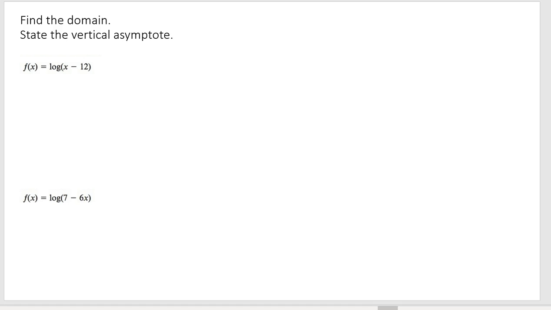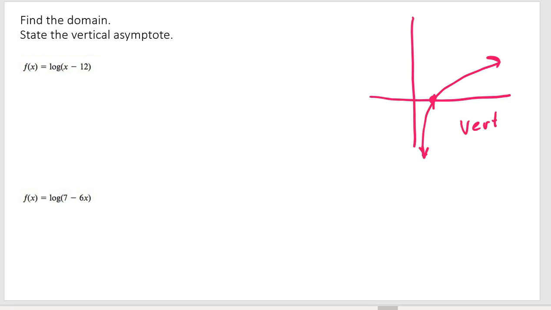The next problem asks for the domain and the vertical asymptote. So it wants to make sure that we remember what these graphs look like. So a basic log function, I always remember that the log of 1 is 0. That's the easiest one to remember. So it looks sort of like this. So you can see it has a vertical asymptote at x equals 0.